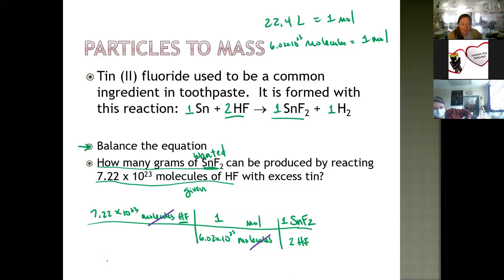Good, good. So now we have canceled out HF, gone, top and bottom. I have moles of tin(II) fluoride. Do I want moles of tin(II) fluoride?